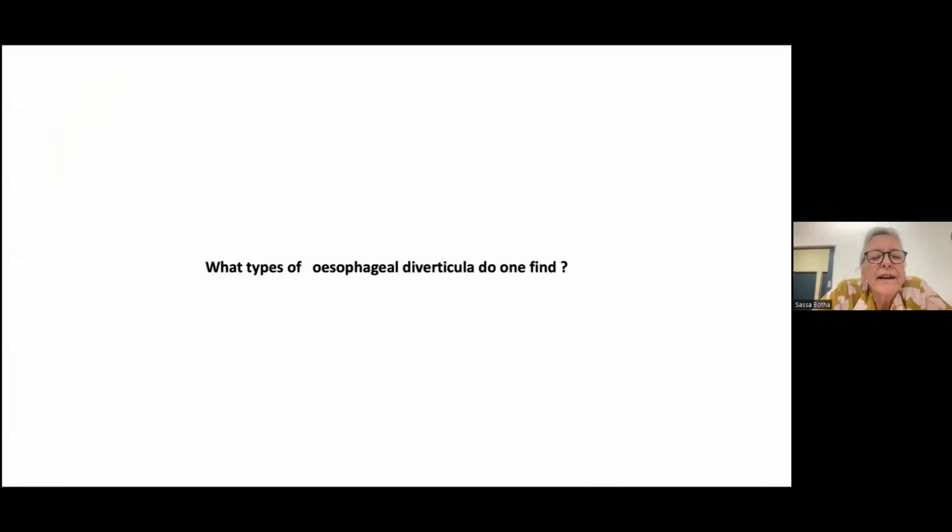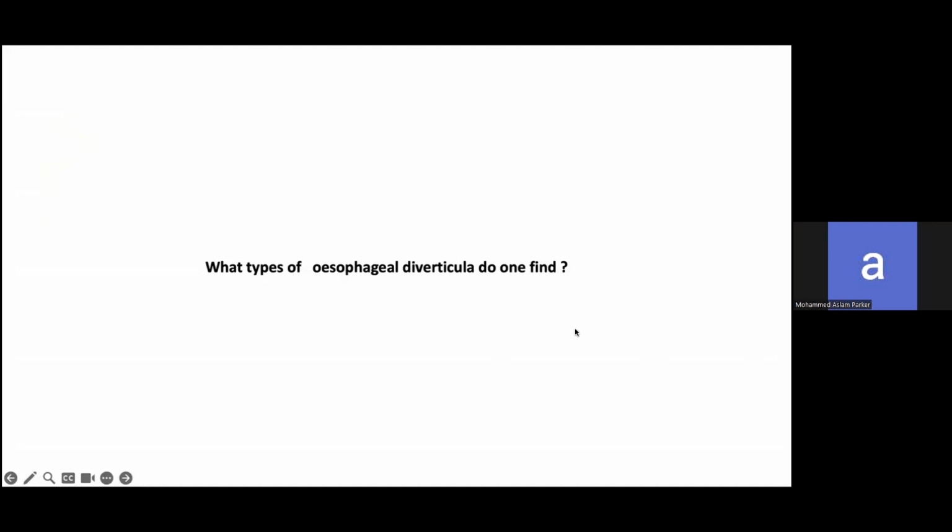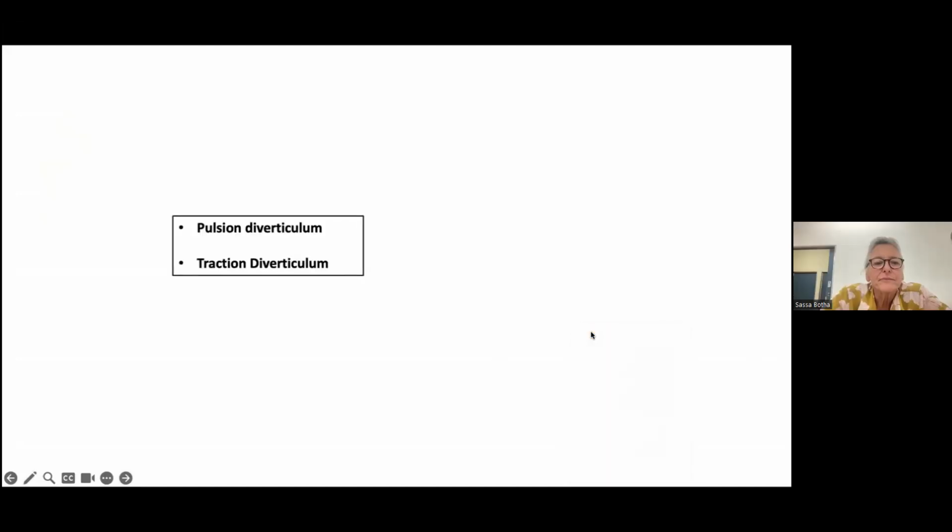Okay, so what types of diverticula do you find? And where do you find them? So traction diverticula and pulsion diverticula. That's right. Where do you usually find the traction one? I'd like to say not distal, sort of mid. Yes. Okay, so that's mid-esophagus, because you've got your Zenker's proximal, and what have you got distally? Pulsion. Okay, so we've got these two.